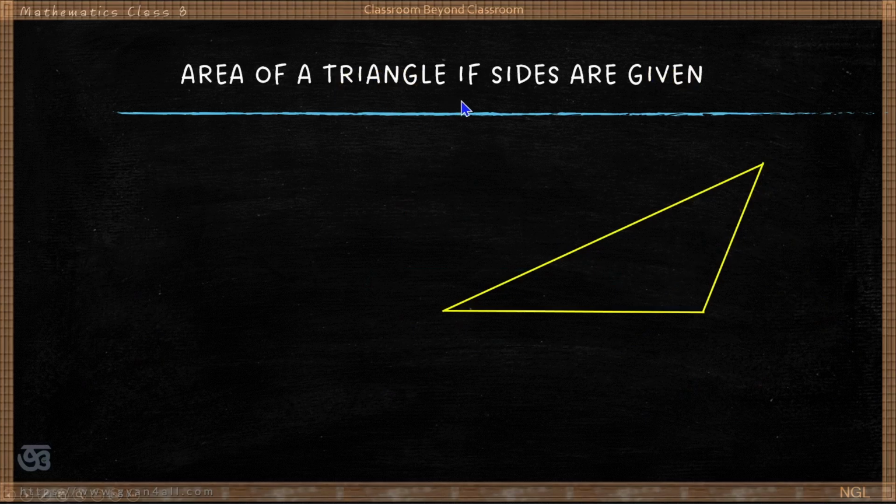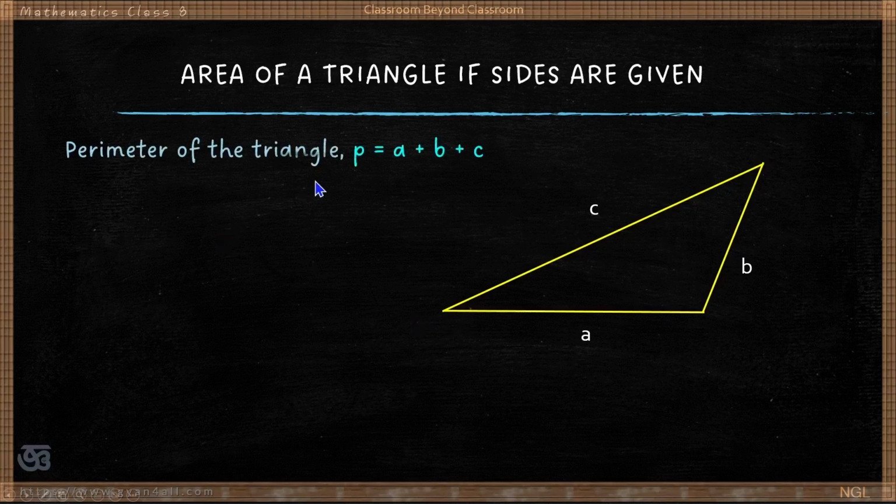Now, area of a triangle if sides are given. This is a very interesting formula for finding out the area of a triangle. In this case, all the sides are given. Suppose a, b and c are the measures of the lengths of the sides of a triangle, then what is the perimeter? We have learned that perimeter is the sum of the lengths of the sides of a triangle, and perimeter is represented by P, and P is equal to a plus b plus c, that is, the sum of the lengths of the sides of the triangle.